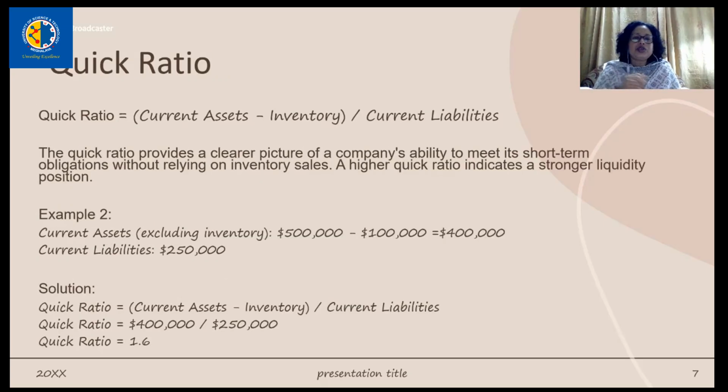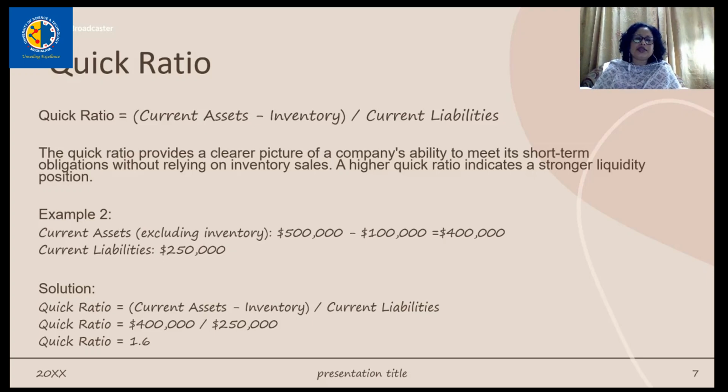Now the quick ratio: what is the formula? Current assets minus inventory divided by current liabilities. The quick ratio provides a clearer picture of a company's ability to meet its short-term obligations without relying on inventory sales. A higher quick ratio indicates a stronger liquidity position, and the ideal ratio is 1:1.